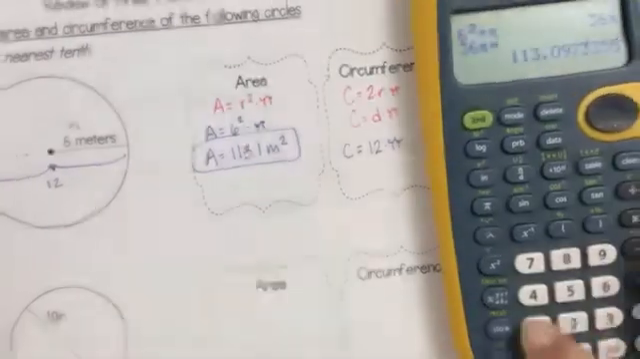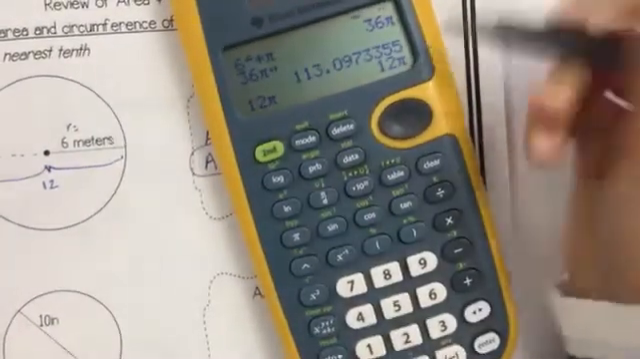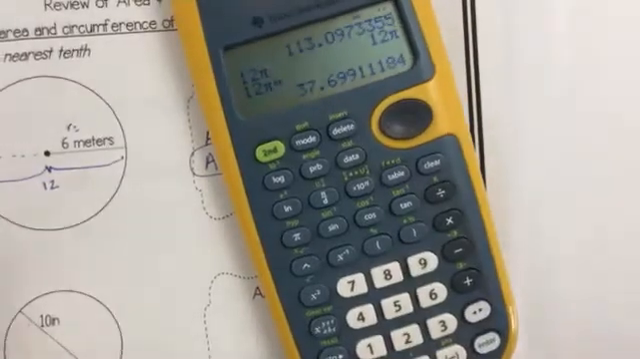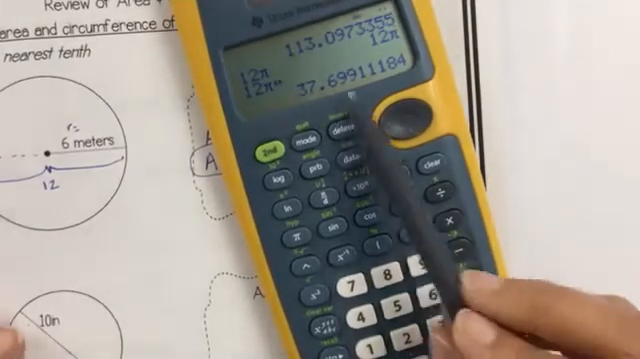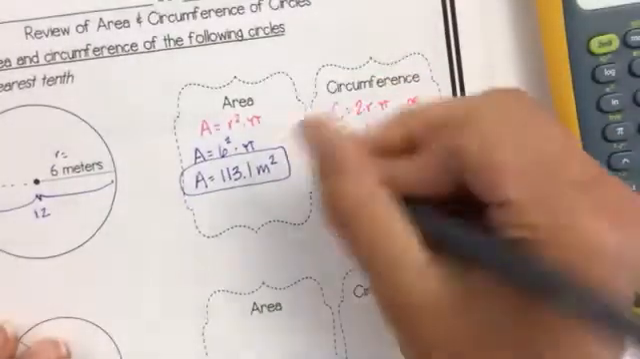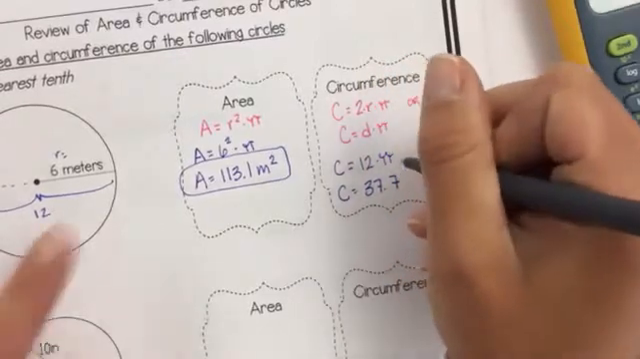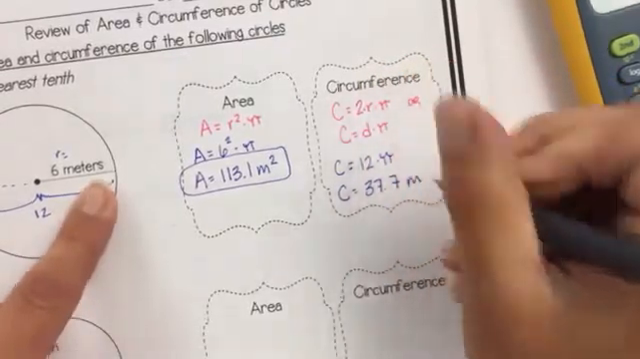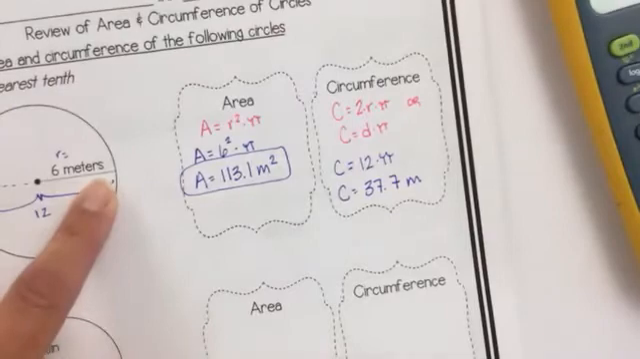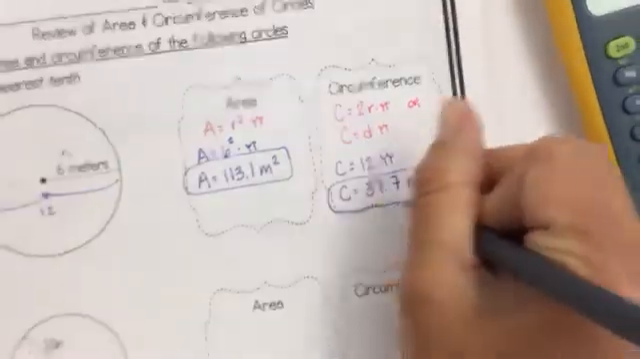So 12 pi. And like I said, if you have a yellow calculator, it gives it like that. Push that double arrow button. And we have 37 point, the 9 makes a 6 go up to a 7. So 37.7. And then it's meters. Circumference is not squared, it just is regular, because it's just measuring the distance around, it's not 2 dimensions.